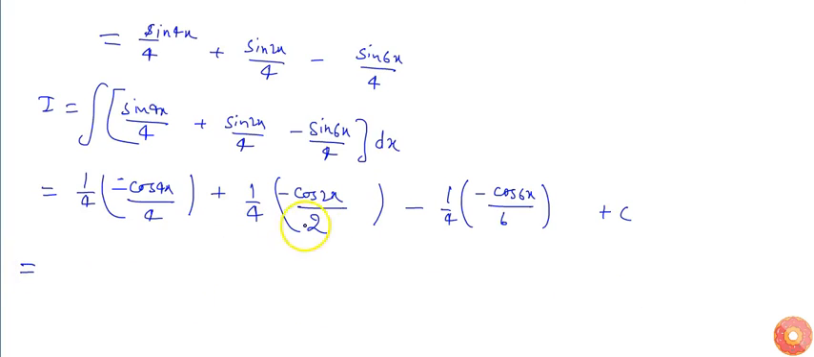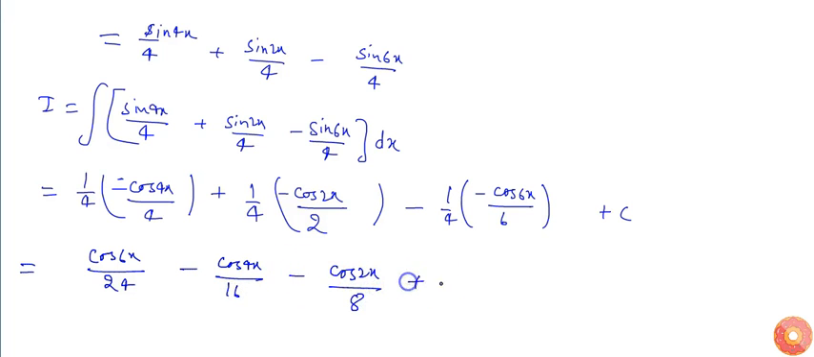So just simplifying the terms, we will get cos 6x by 24 minus cos 4x by 16 minus cos 2x by 8 plus c. So this will be our answer.